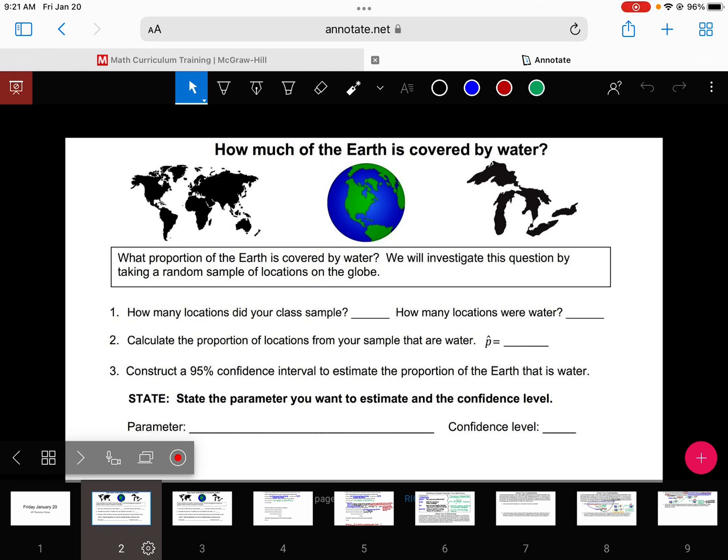And I can't tell. Let's zoom in. Oh my goodness. What do you guys think? I think we count that as water. I had to zoom in really far. Of course, that would be the very last one. What was our proportion? 29 out of 50. All right, let's go ahead and write that down. 29 out of 50.